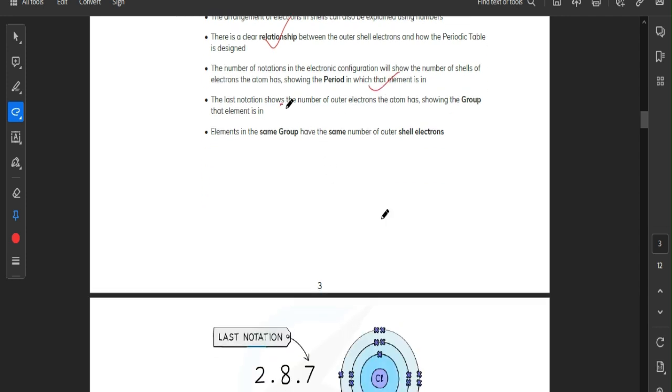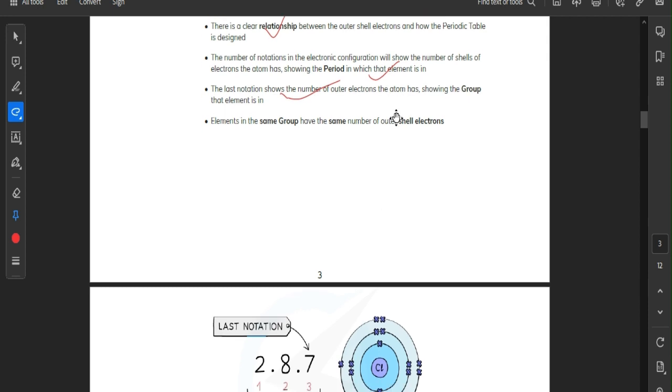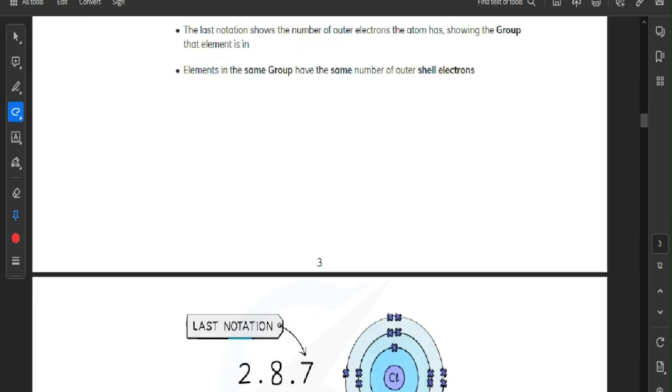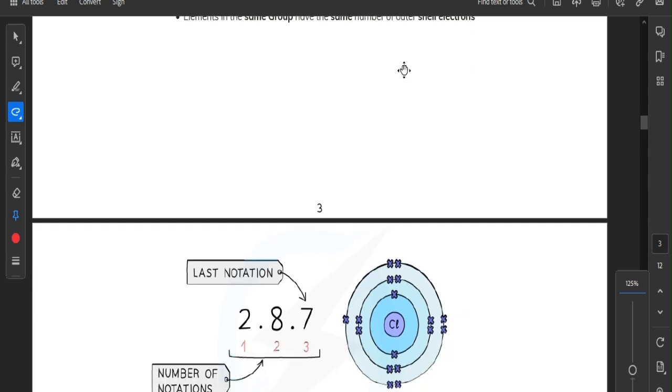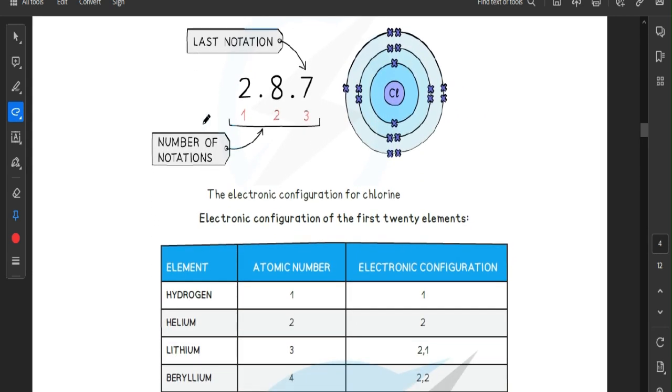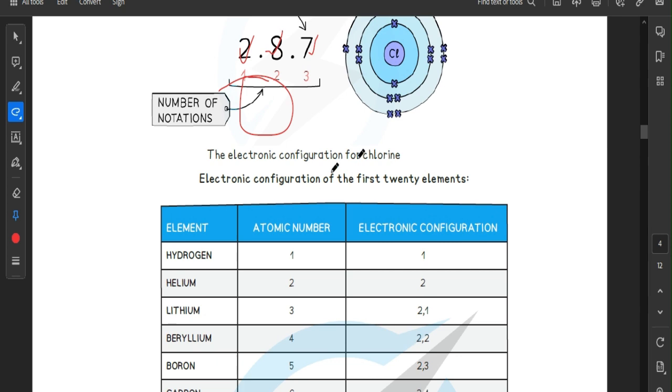The last notation shows the number of outer electrons the atom has, showing the group that element is in. Elements in the same group have the same number of outer shell electrons. This is the number of notations in the electronic configuration for chlorine.